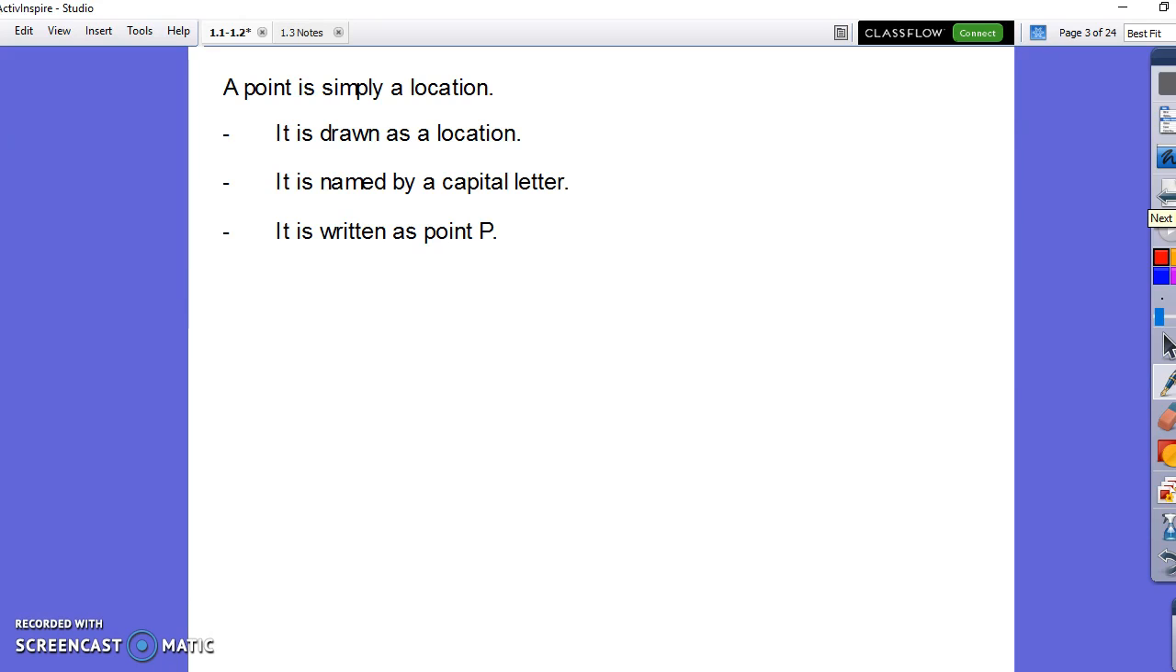Starting off, a point is simply a location. It is drawn as a location, and that location is denoted with a point, and it is named by a capital letter. In this case, we will call it point P. And that is how it is written. Easy enough, right?